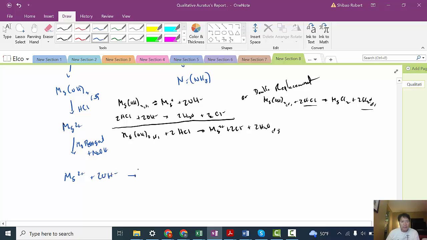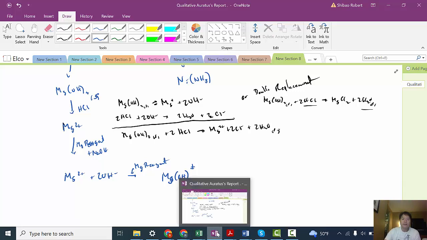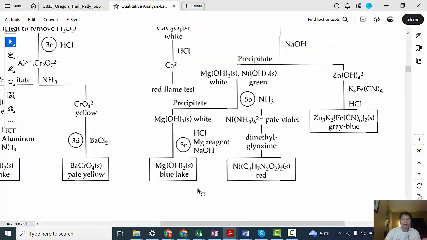Now the magnesium reagent acts as a dye, and so we just need a little bit in there, not some fixed stoichiometric amount. And so what that's going to do is it's going to precipitate out magnesium hydroxide, but normally magnesium hydroxide is white to colorless. And so this is going to be colored here, and this is solid here. And the color is very distinctive. And so here it says we formed the blue lake.